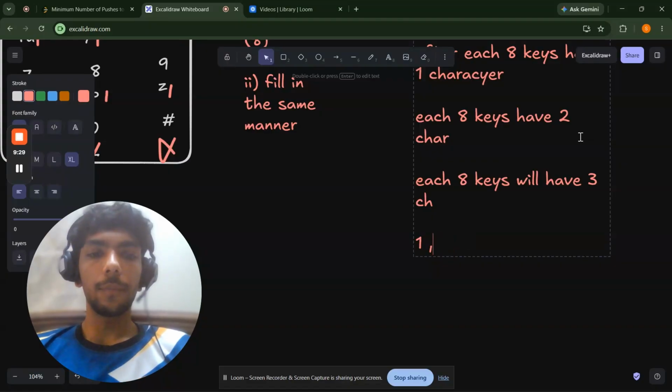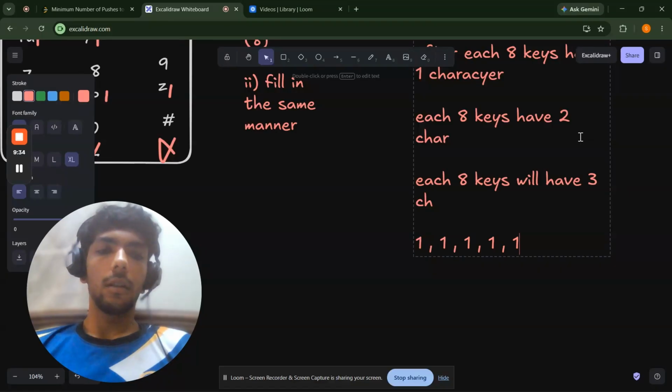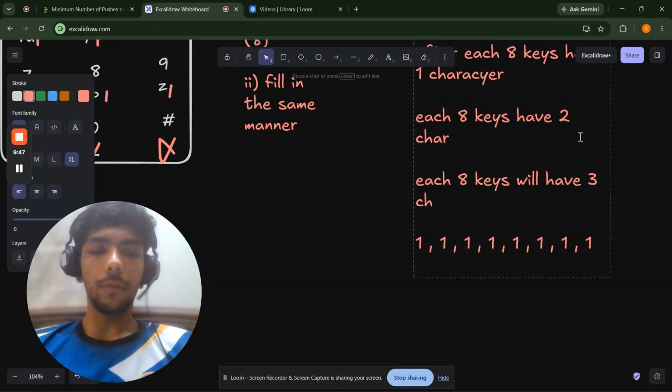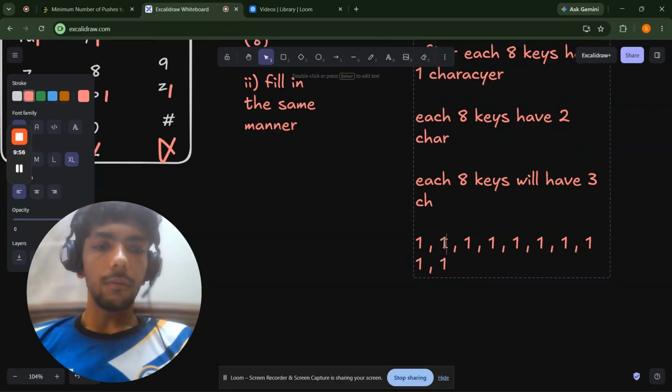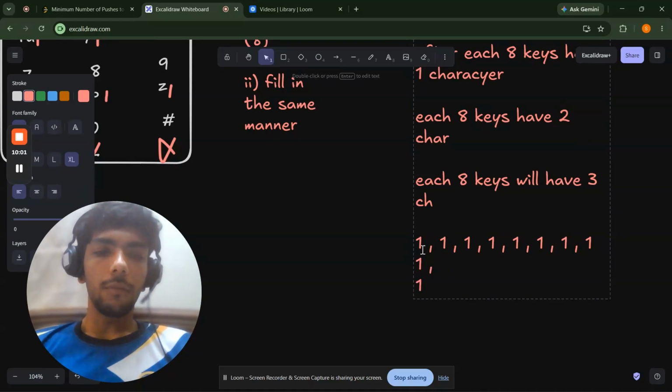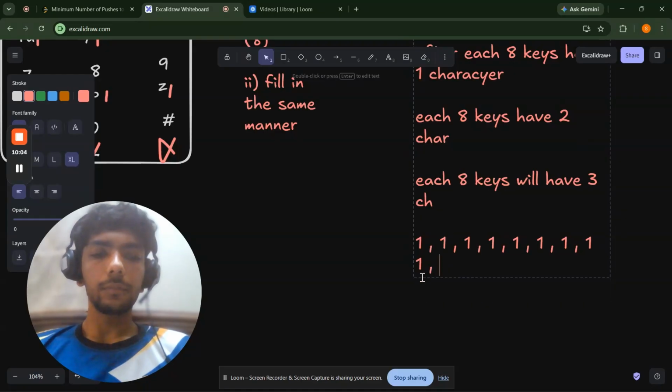So what we will do is one, one, one, one, one, then 1, 2, 3, 4, 5, 6, 1. Now all eight have one character, so we'll add one character over here, and instead of pushing one over here, we will give it to this one. So one push and second push. If it was here, it will be 1, 2 and third push. Okay.